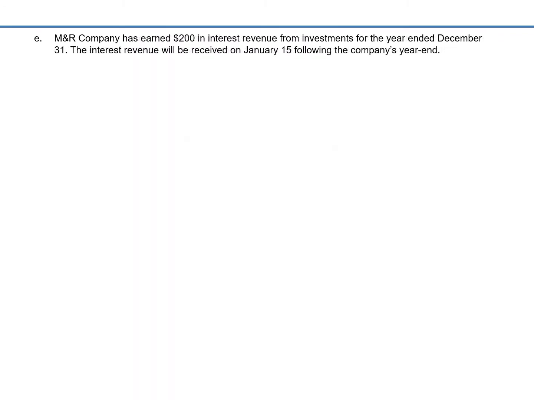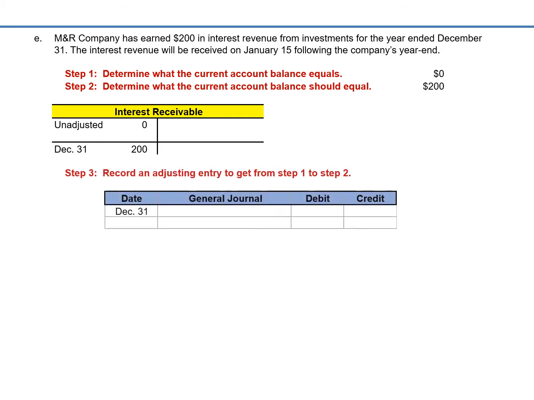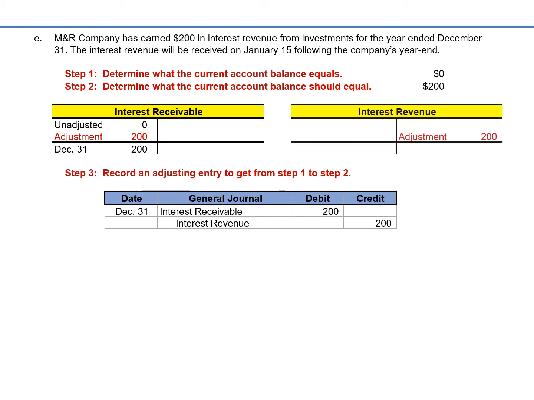Letter E, M&R Company has earned $200 in interest revenue from investments. Interest revenue will be received on January 15th following the company's year end. What does our balance equal? Currently zero, but it needs to be $200. So we have an interest receivable account. That's an asset. Assets are increased with debits, so we debit interest receivable and we credit interest revenue.